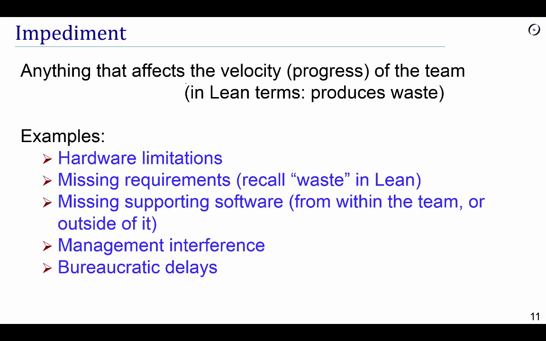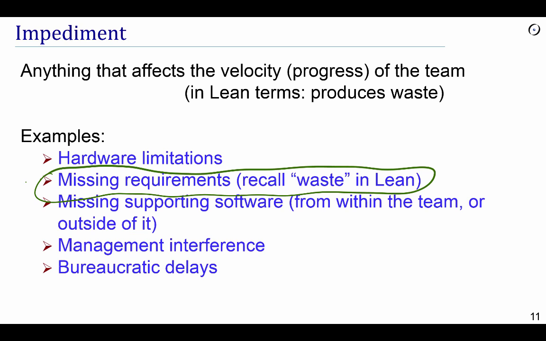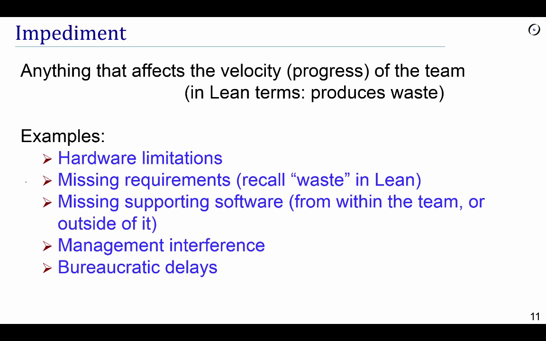Another completely different example is missing requirements. We saw this also in the study of waste. You are stuck because you don't know what to do in a particular area, and the customer expert who was supposed to give you this information is not available and is not giving it to you. So that's the task of the Scrum Master, to make sure that those kinds of blocks do not occur or are resolved if they do occur.